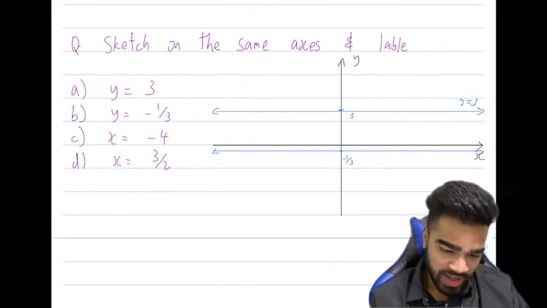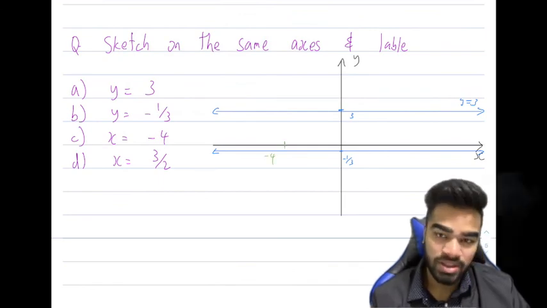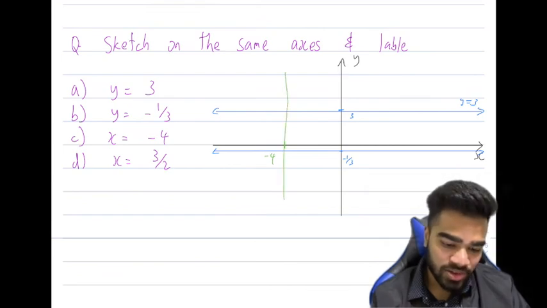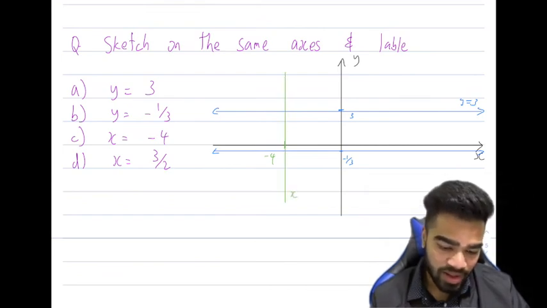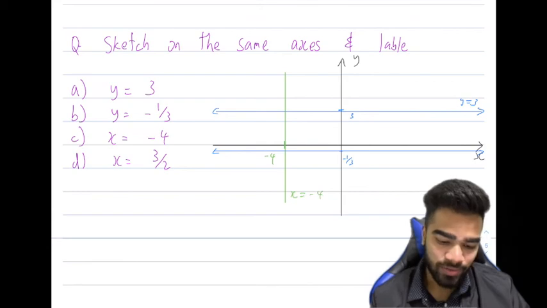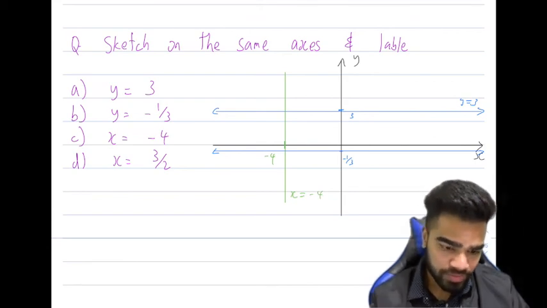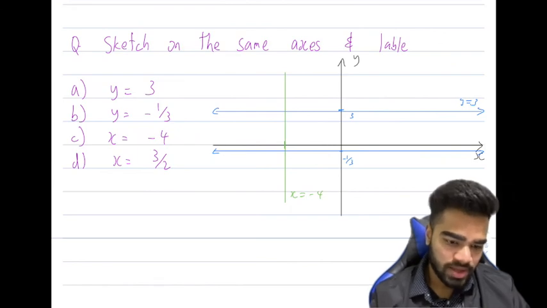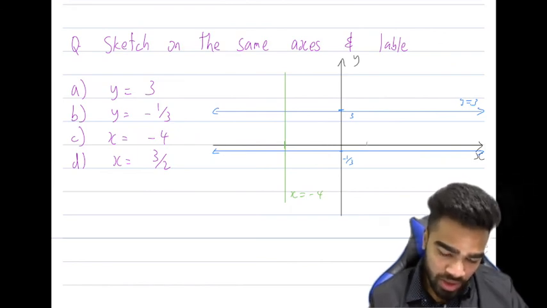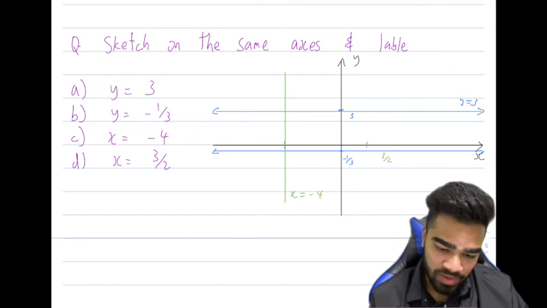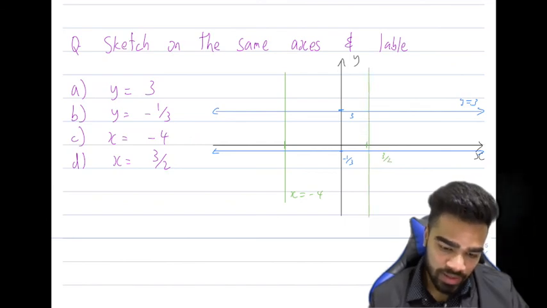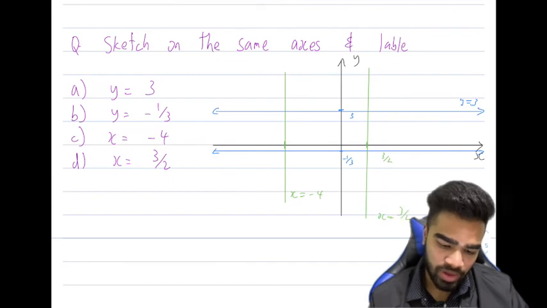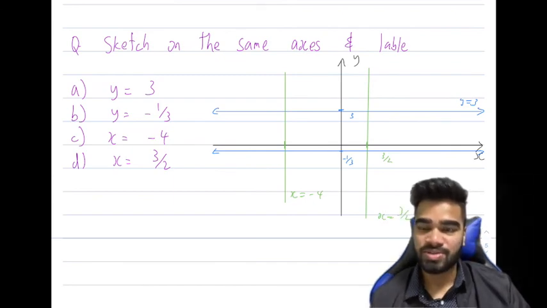Anyway, lastly, I'll do it in a different color. Let's do x is -4. So where's that x value -4? The x value -4 would be there, and there will be a vertical line because x is equal to -4 is a vertical line. Labeled. And lastly, x equals 3/2. The x value 3/2 is over there on the right, and then a vertical line through there. So that's it. That's all there is to sketching graphs, guys.